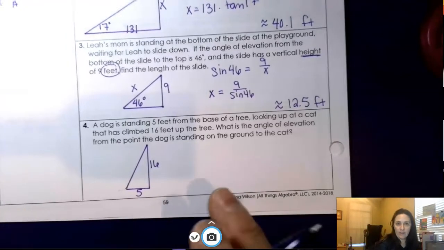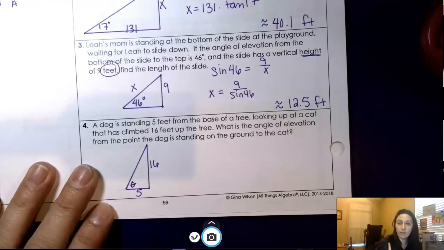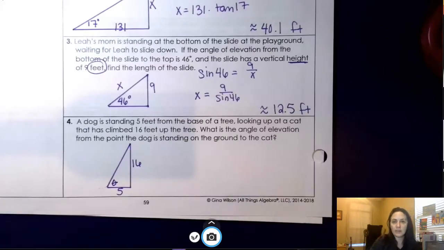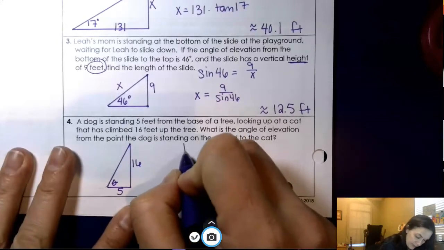What is the angle of elevation? Now, this time I'm looking for the angle. So when I'm looking for the angle, what function do I have? What do I have to do? Keep that in mind, see if you can set this up. Again, this one was opposite adjacent, it's tangent.